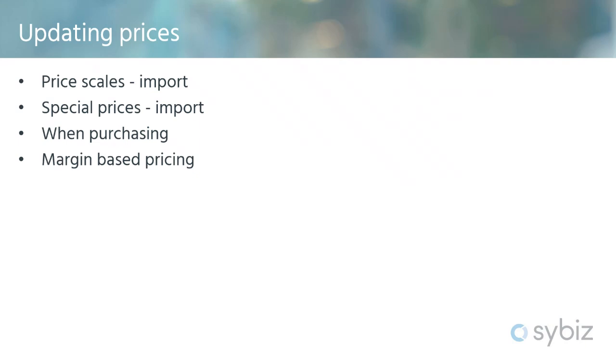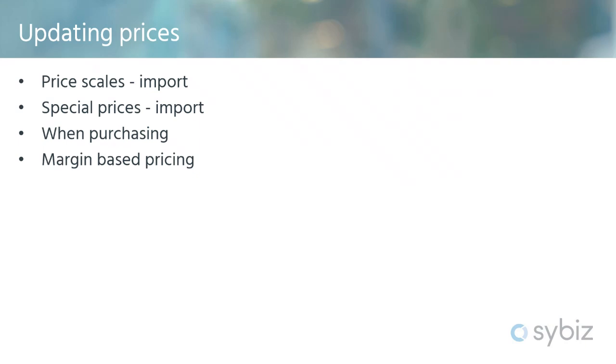So if you do have multiple price scales, you will have multiple rows for each product. The reason for that is you could have dozens of price scales within the system, and so it's just easier from an export import point of view to have something that expands vertically down the page rather than horizontally across the page. So it's just an explanation of why it is the way that it is.